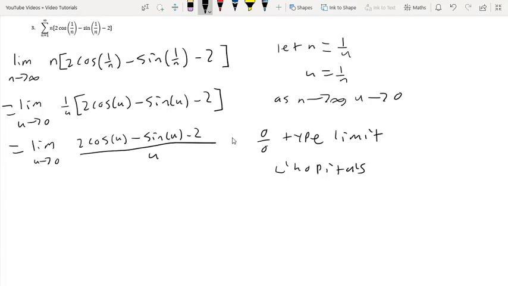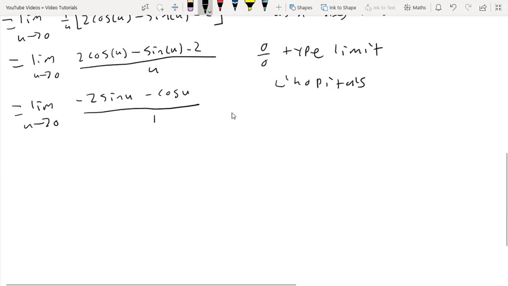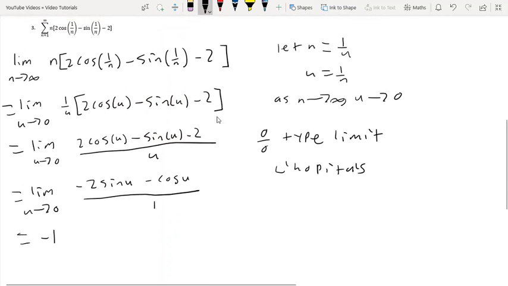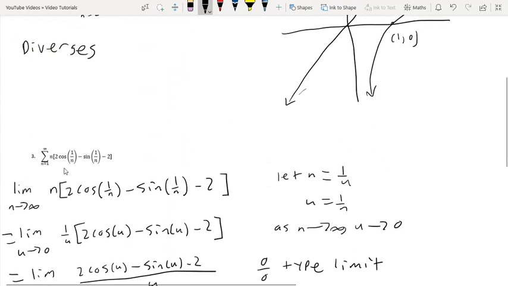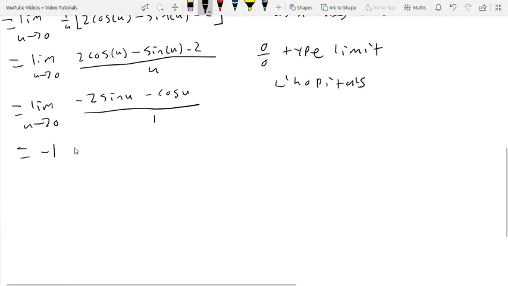So now if we differentiate the top and the bottom, we're going to see that this is equal to the limit as u approaches 0 of (negative 2 sin u minus cos u) over 1 when we differentiate u. And from here, this can be evaluated pretty easily. As u approaches 0, the negative 2 sin u will approach 0, and then the negative cos u will approach negative 1. So this limit will be negative 1. And using the test for divergence here, since this value is not 0, we can say that our original sum just diverges.